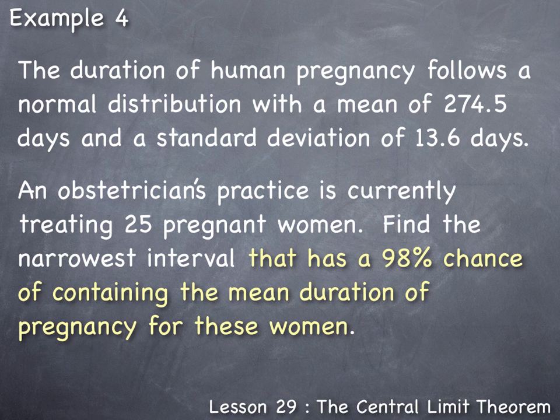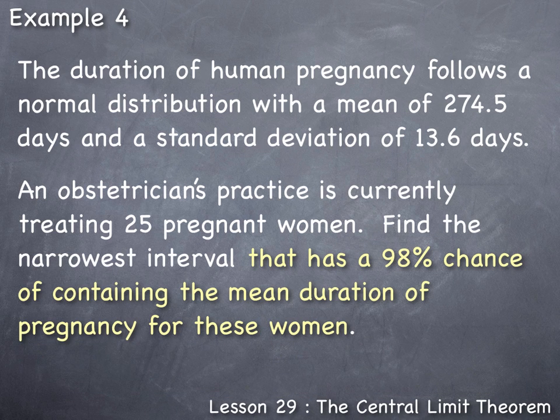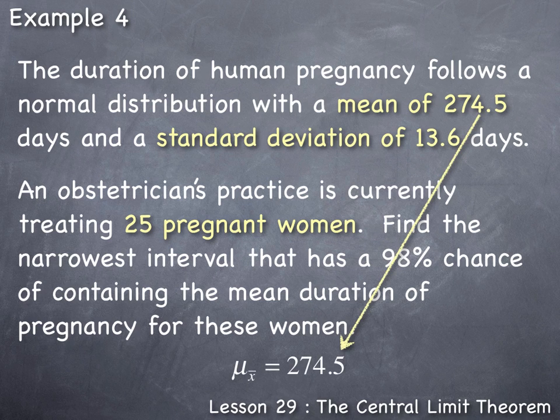Now this interval is containing the mean duration of pregnancy for these women, that is X bar. Well, we know that the results of the central limit theorem can be applied to probability problems involving the sample mean. Thus, we know that the sample mean follows an approximate normal distribution. Hence, we can use our normal probability distribution to answer this question. And we also know that the mean, mu sub x bar, for the sample means is the same as the mean for the population from which it was sampled. Thus, mu sub x bar would equal 274.5.